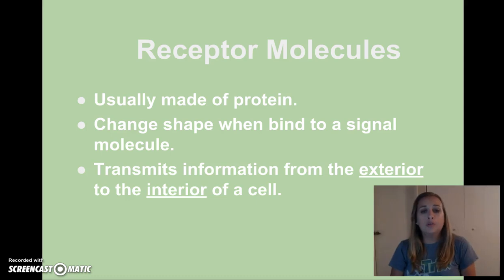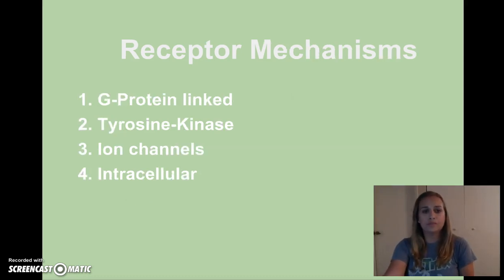The larger molecules that these signals are binding to are usually going to be made of protein, and they're going to change shape when they're bound to a signal molecule, and that's what's going to usually start this signal. And so the signal is going to transmit information from the exterior to the interior of the cell.